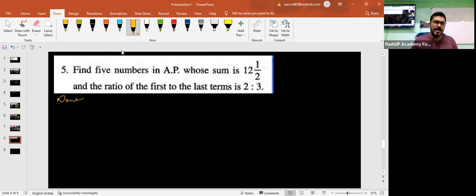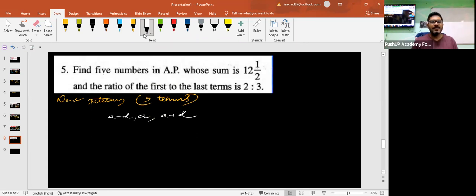Now, what is the new pattern, children, for 5 terms? What is the new pattern for the 5 terms of an AP? You are very familiar with this: A minus D, A, A plus D. A very familiar pattern for 3 consecutive terms of an AP when A and D are not given to you. So when the number of terms is 5, start with the same pattern for 3 terms, and towards the left hand side, add A minus 2D, and to the right hand side, add A plus 2D. That's it.